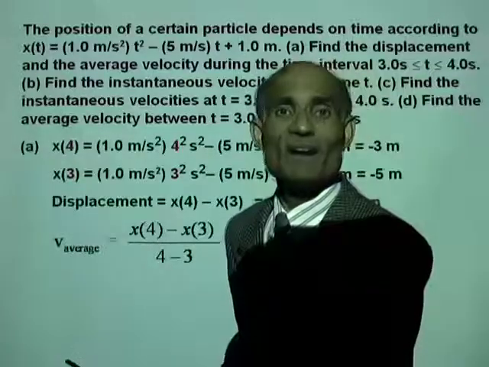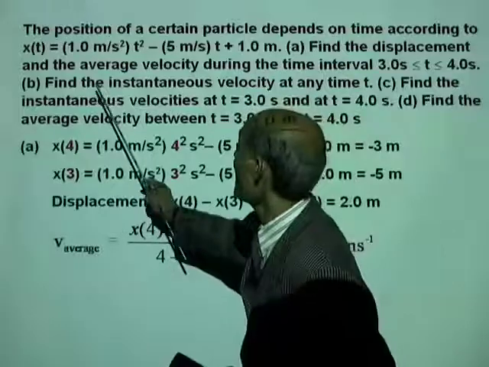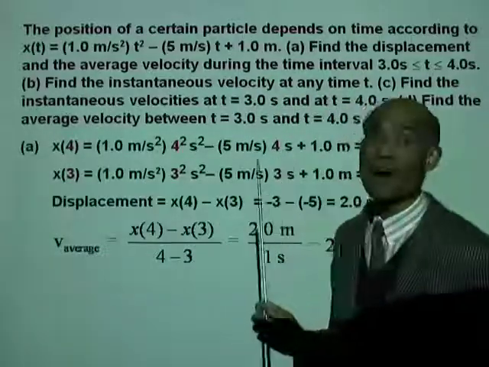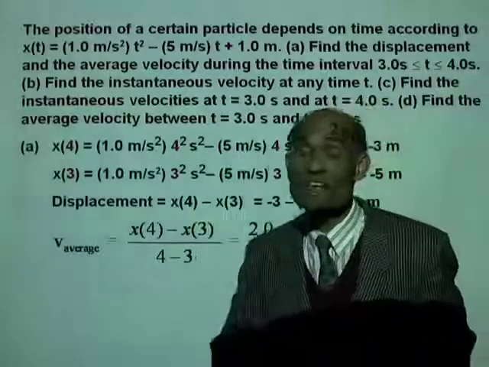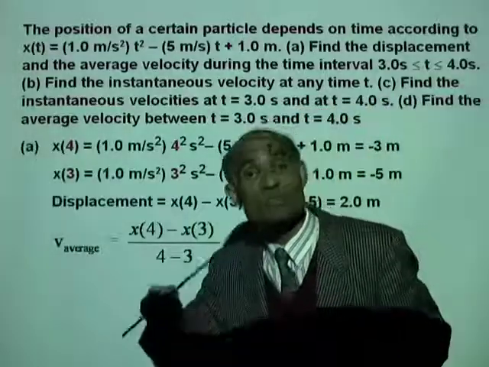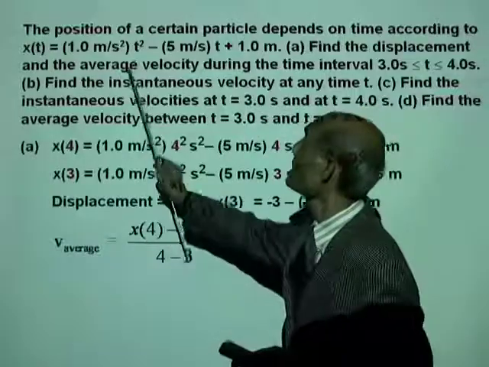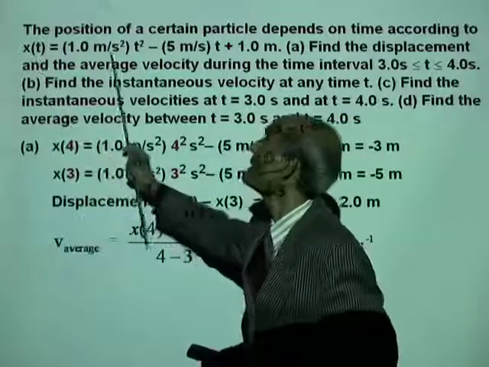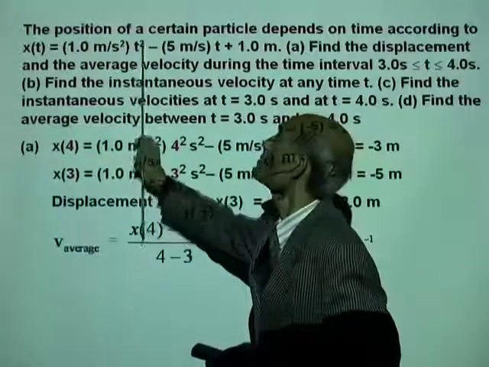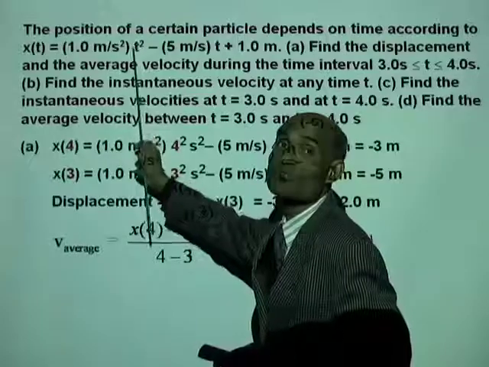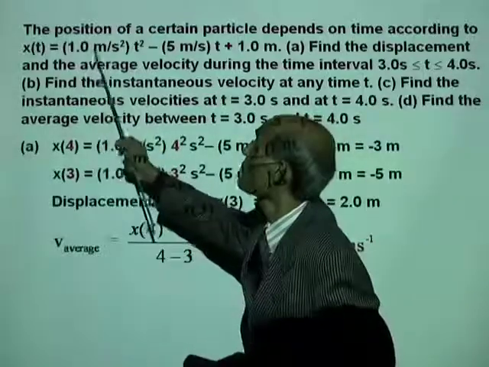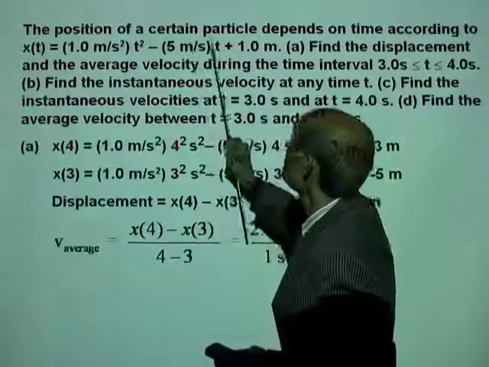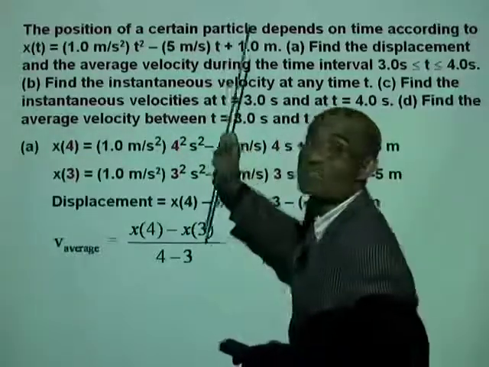Okay. How about the second part? Find the instantaneous velocity at any given time. Well, instantaneous velocity is the derivative of the position function. Can you find the derivative of this function? dx over dt will be, look at this, derivative of t squared will be 2t, 2t times 1 meter per second squared, minus 5 meter per second. The derivative of t is 1.